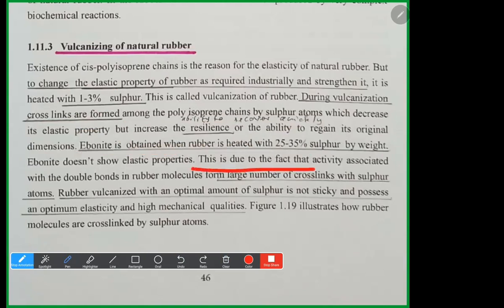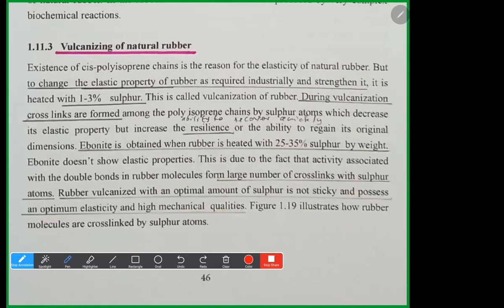This is due to the fact that the activity associated with the double bonds in rubber molecules forms a large number of cross-links with sulfur atoms. Rubber vulcanized with an optimal amount of sulfur is not sticky and is easily processed, with optimal elasticity and higher mechanical qualities. These are the properties they gain by vulcanization. They are not sticky, optimum elasticity is there, and mechanical qualities are also improved.